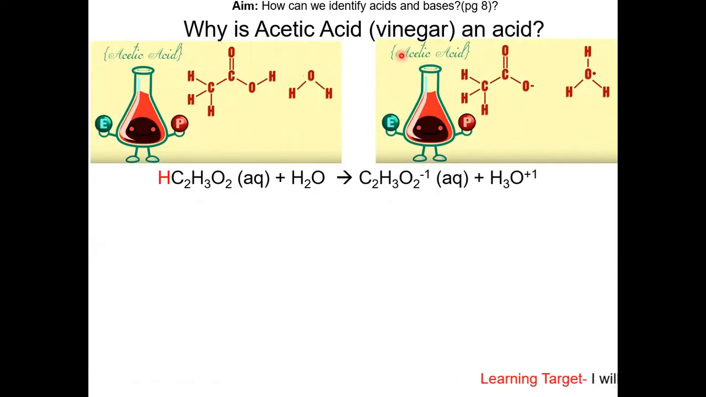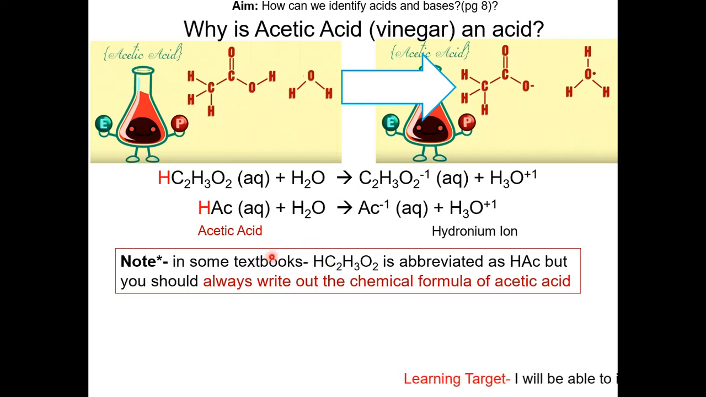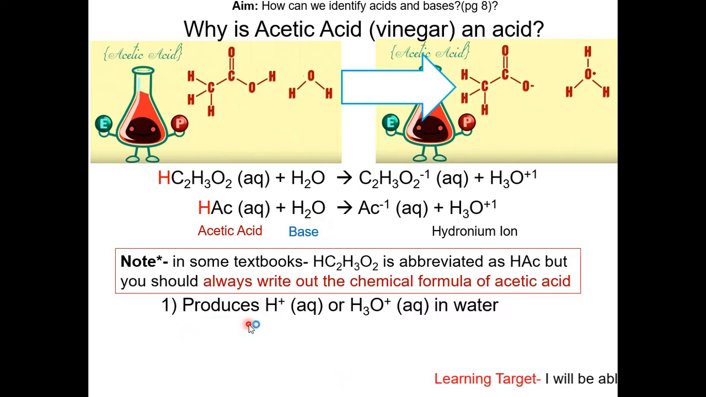So why is acetic acid an acid? Let's look at the chemical equation. Sometimes in textbooks, acetic acid is abbreviated as HAc, but you should always write out the chemical formula of acetic acid. By looking at the equation, acetic acid is losing a hydrogen ion to water, which gains the hydrogen ion. This produces hydronium in the process. So water is acting as a base in this situation.